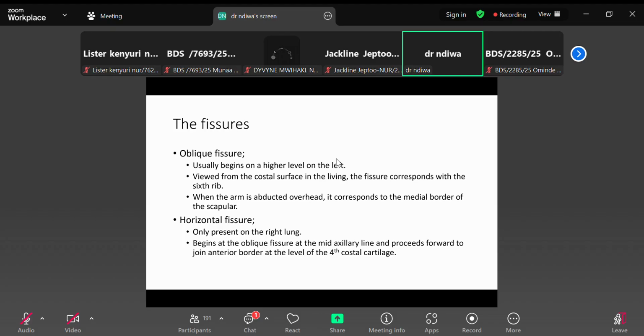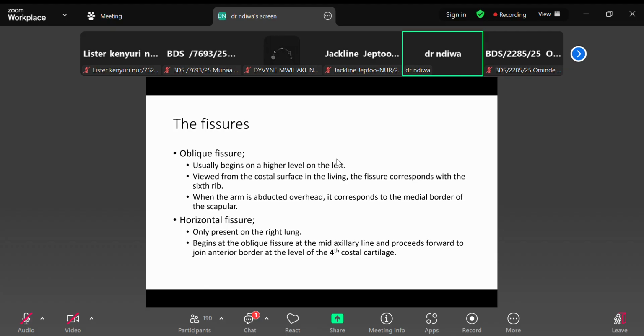We have the horizontal fissure only present on the right lung. It begins at the oblique fissure at the mid-axillary line and proceeds forward to join the anterior border at the level of the fourth costal cartilage.